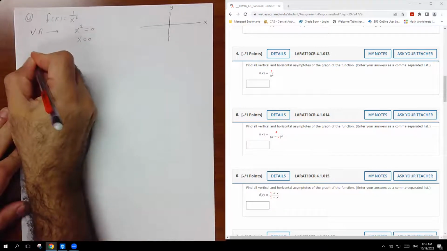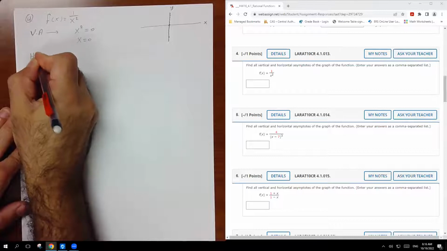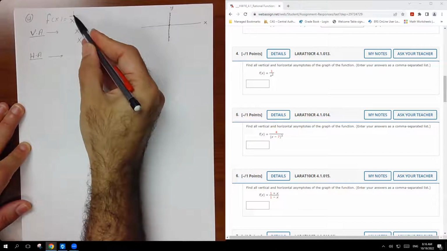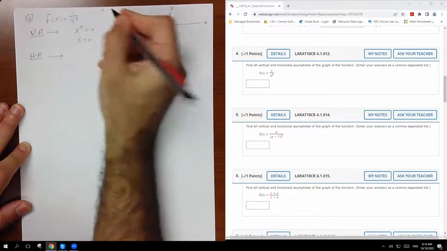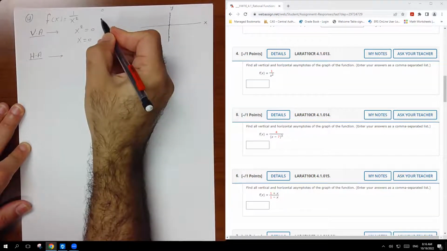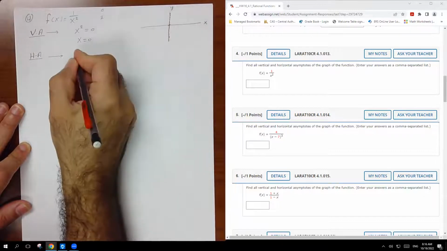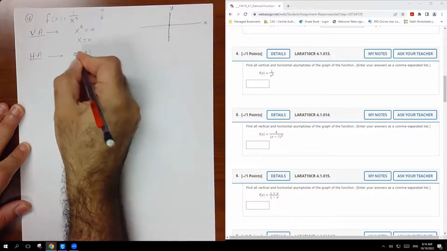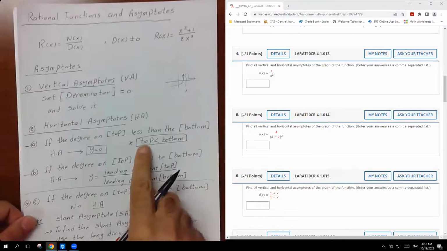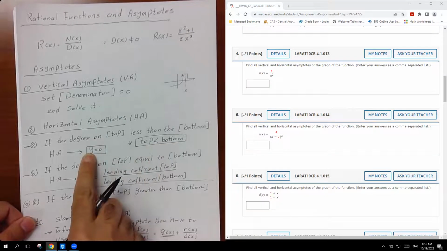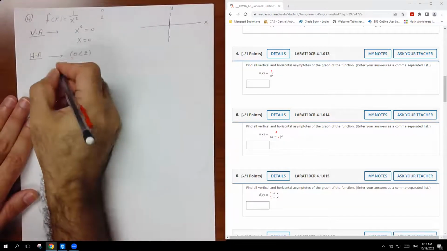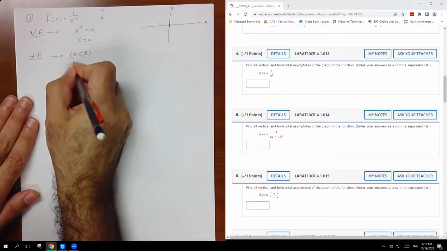Now to find the horizontal asymptote, we're going to check the degree on the top and the degree on the bottom. The degree on the top is 0, because x to the power 0. The degree on the bottom is 2. That means 0 is less than 2. In this case, if the degree on the top is less than the degree on the bottom, the horizontal asymptote is y equals 0. So you're just going to say the horizontal asymptote is y equals 0.